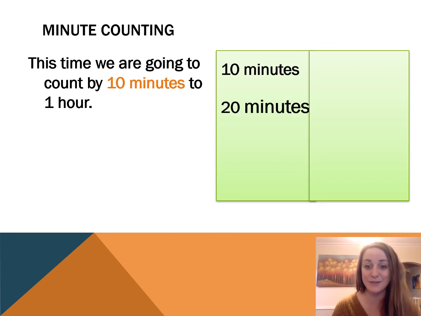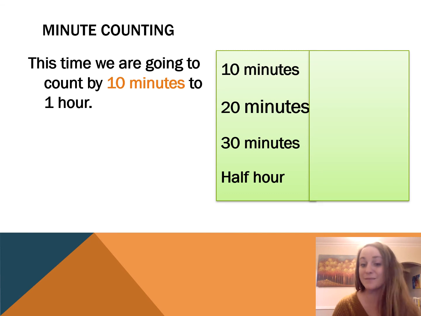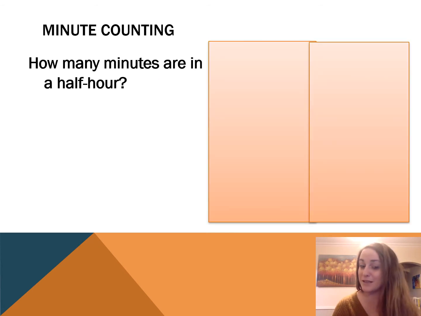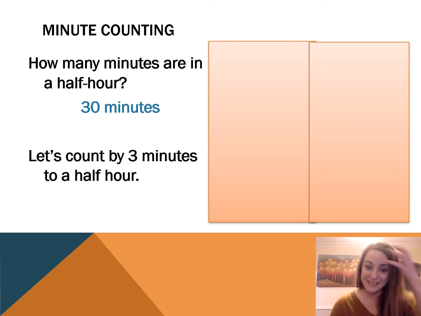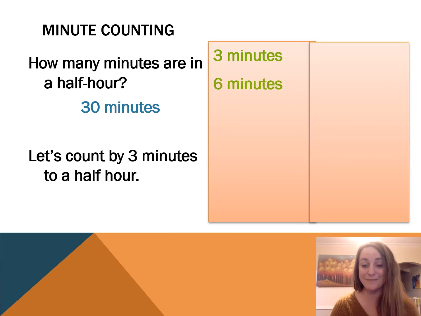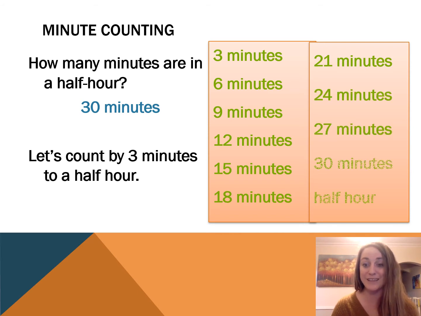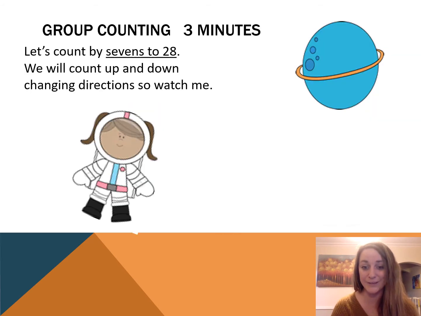10 minutes, 20 minutes, 30 minutes, half hour, 40 minutes, 50 minutes, 60 minutes, 1 hour. How many minutes are in a half hour again? 30 minutes. So let's count by 3s to the half hour. 3 minutes, 6 minutes, 9 minutes, 12 minutes, 15 minutes, 18 minutes, 21 minutes, 24 minutes, 27 minutes, half hour.